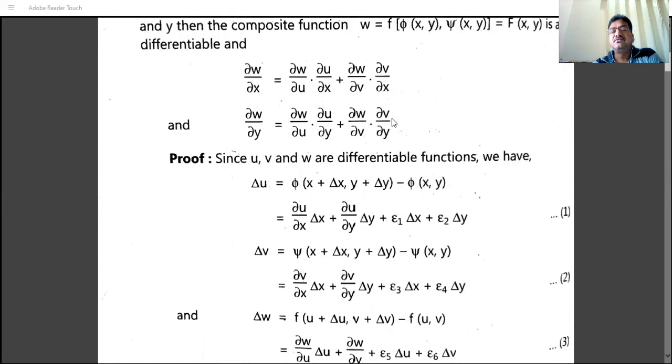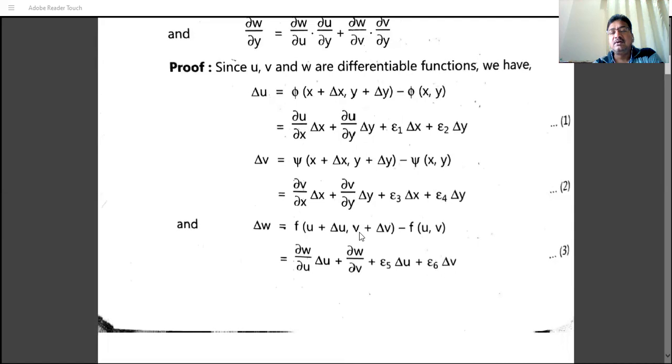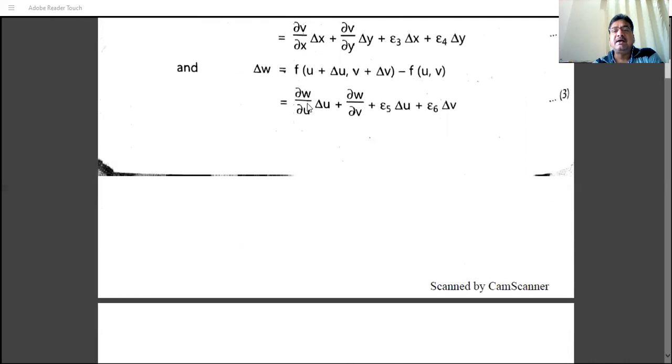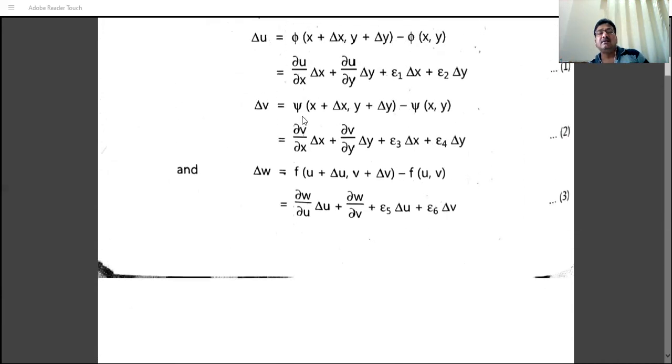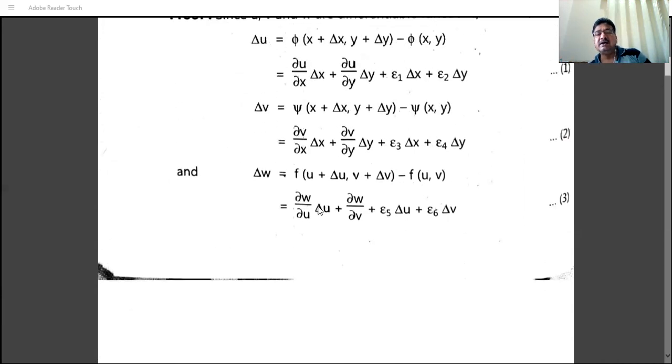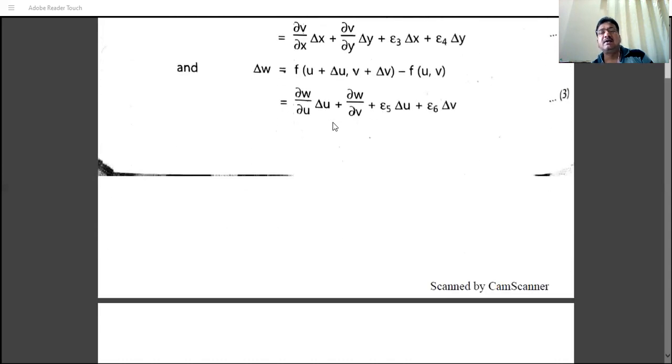And so f of u, v is what? f of (u plus delta u, v plus delta v) minus f of (u,v) is equal to ∂w/∂u delta u plus ∂w/∂v delta v plus epsilon 5 delta u, epsilon 6 delta v, because here w is the function of x and y. So h is delta u now, and k is delta v, and w is the function of u and v. So that's why ∂w/∂u and ∂w/∂v.